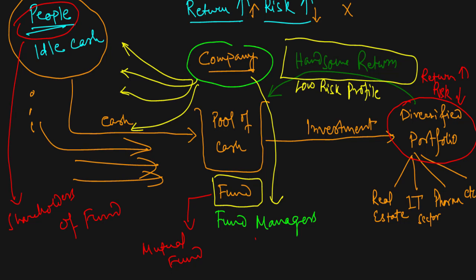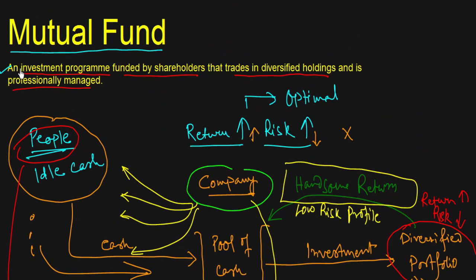So let us come back to the definition itself again. Let us read it again. An investment program funded by shareholders. So a mutual fund is an investment program where people invest their money into a common fund, and it is funded by shareholders. These shareholders are the people who are investing their money into the fund, or you can call them investors, and that trades in diversified holdings. So this fund where the investors are putting their money is trading in diversified holdings.